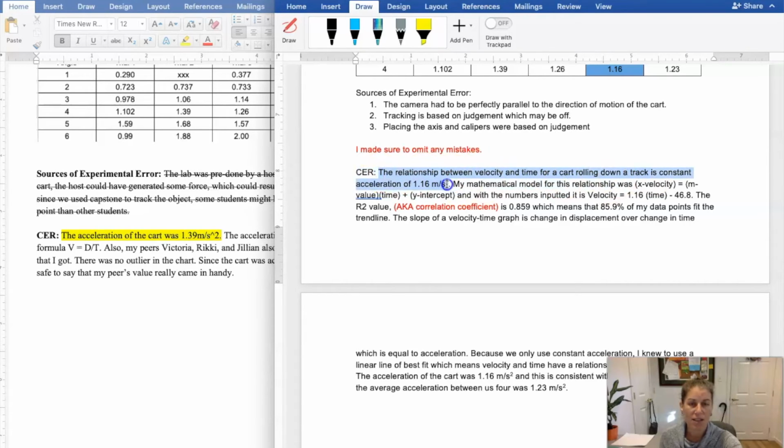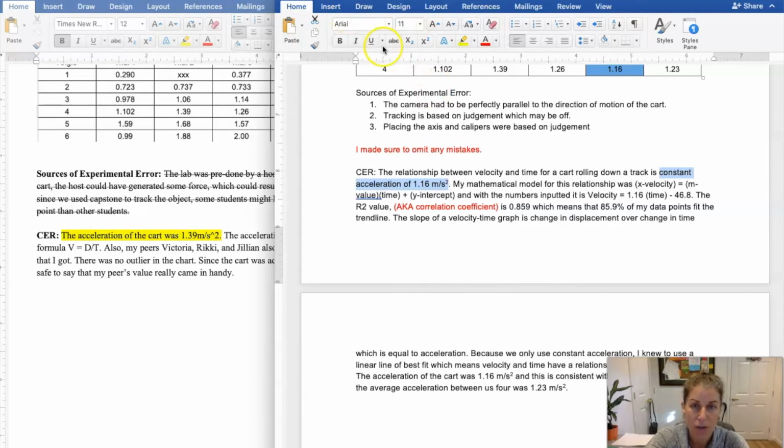Okay, this is constant acceleration. This person also, while they focus on the question, also mentions acceleration. So these two people got the same exact score on arguing a claim because neither of them addressed the actual question. This should say, let's go through what it should say.